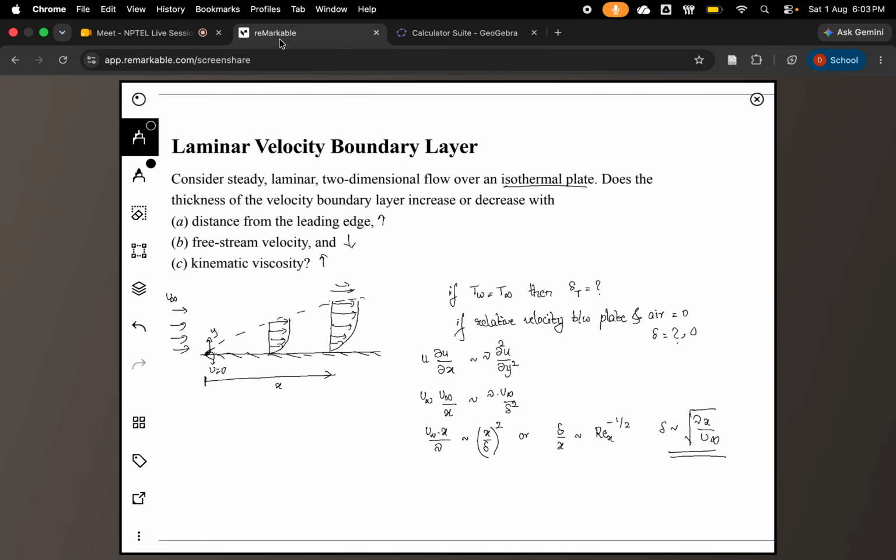Will my shear stress increase or decrease? I should have added it. Okay, let's take another part also. What happens to shear stress? Will it increase or decrease?